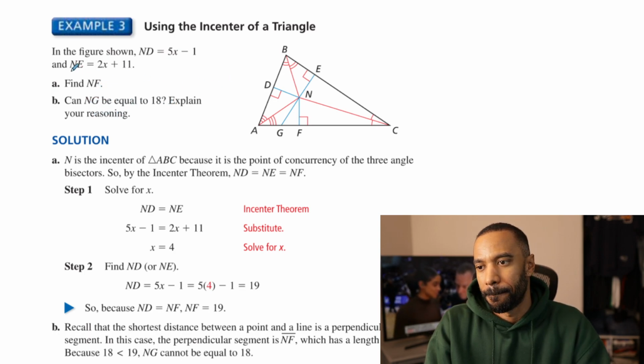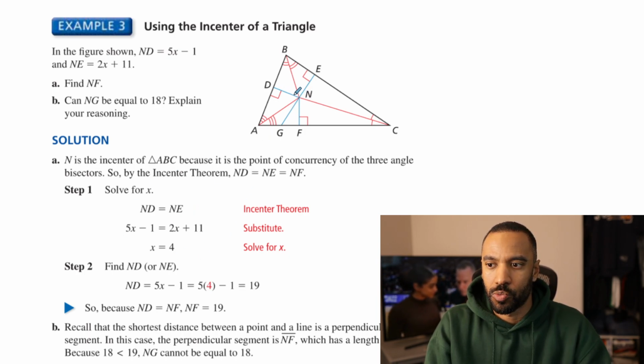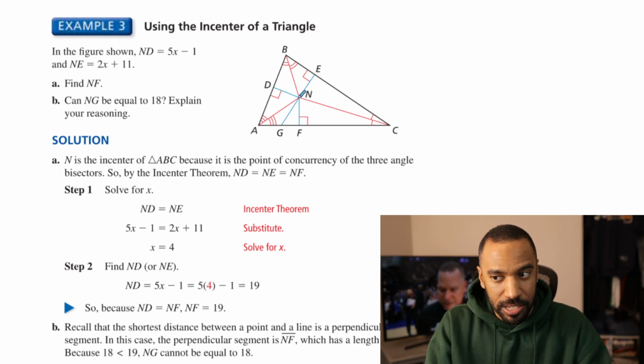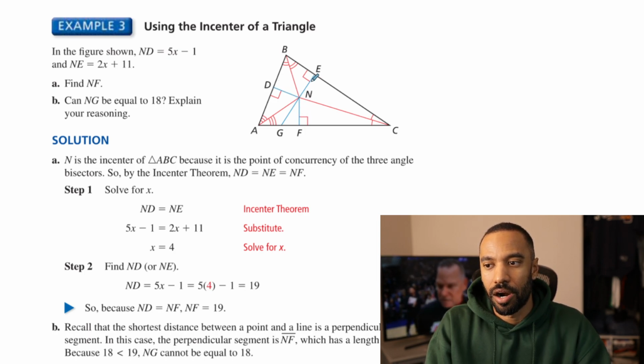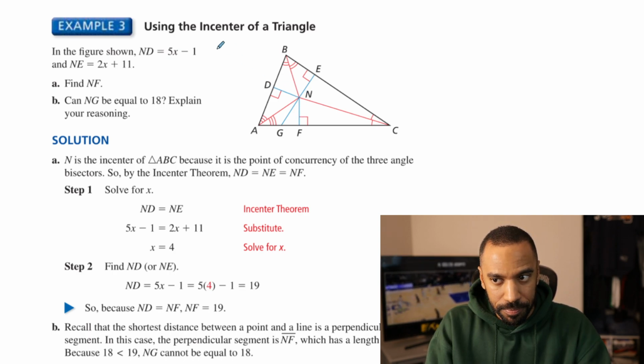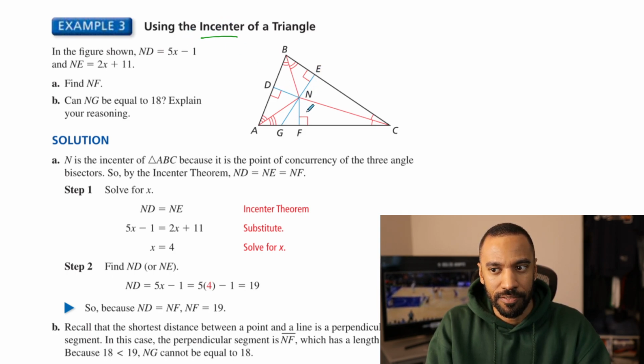Explain your reasoning. Okay, so they're going to explain some of it, and I'll go ahead and elaborate on that as well. What you see here are those perpendicular segments, not perpendicular bisectors, but the segments that show the shortest distance from this in-center point to there. Now, how do I know this is an in-center? They didn't tell us that.